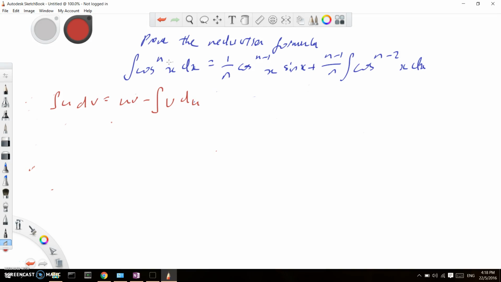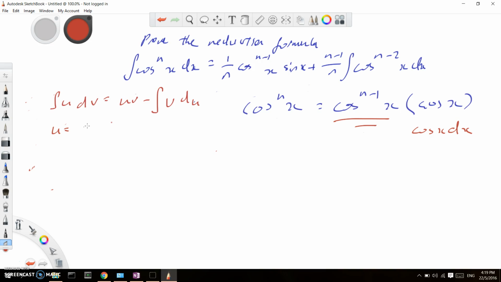Okay, so we'll be proving the reduction formula of the integral of cos to the power of n x dx. As you can see, first we can break up cos to the power of n x into cos to the power of n minus 1 x multiplied by cos x. So we'll be choosing our u to be cos to the power of n minus 1 x, while our dv to be cos x dx. So next we'll need to find our du and our v.